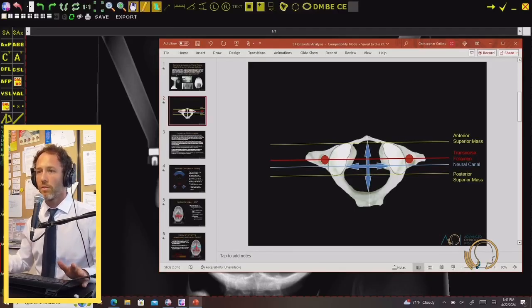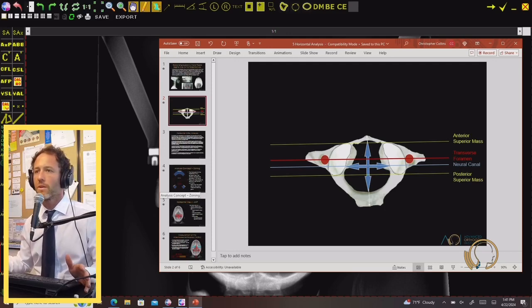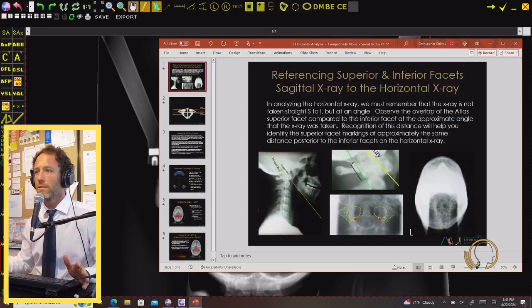Now, also worth mentioning is how do you measure those? I can say that, but how do you determine where the anterior superior mass is, posterior superior mass? Transverse frame, that's pretty straightforward. Well, I'll show you this other slide, which I thought was incredibly valuable.